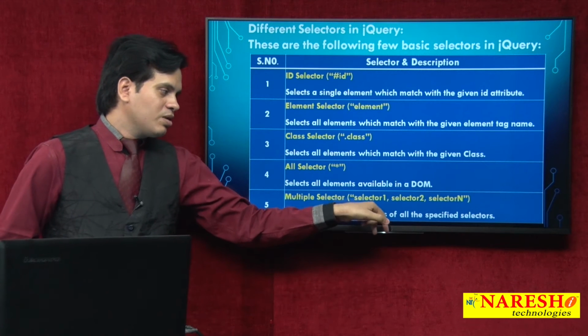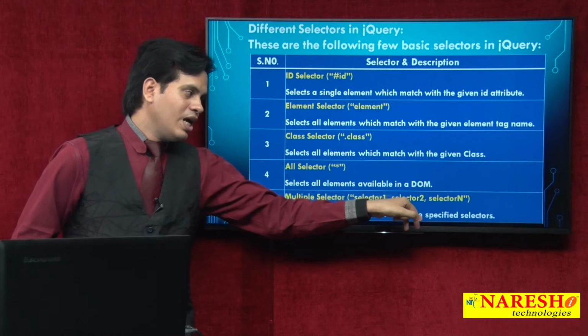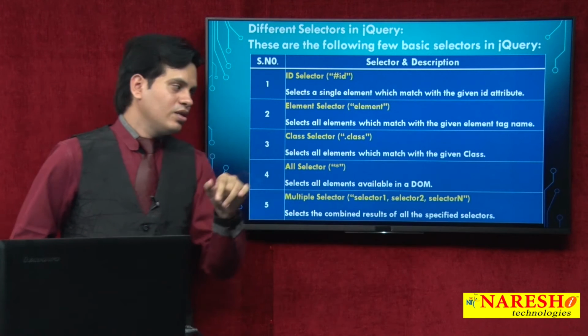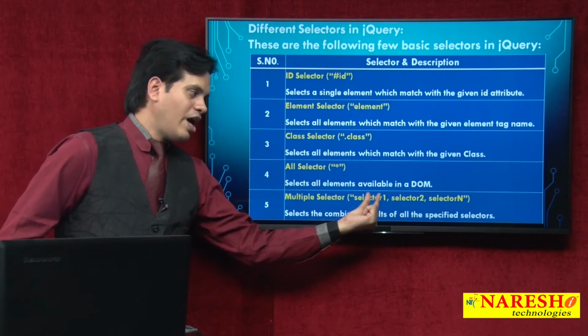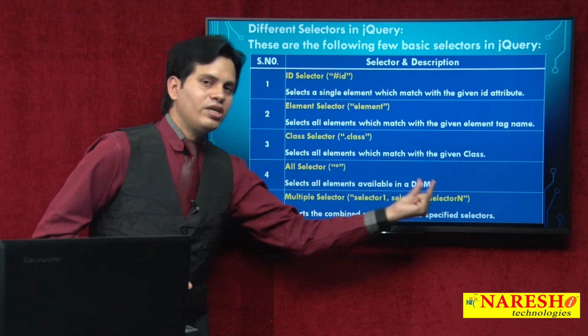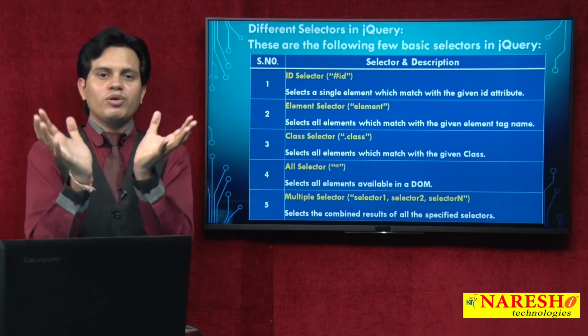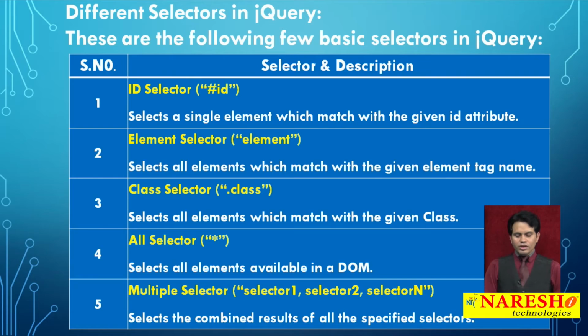This selector can be an ID attribute, this selector can be an element, this selector can be a class. It means at a time it is going to select the elements with this selector as well as this selector as well as this selector, and is going to return one single jQuery object. So it selects the combined results of all the specified selectors. So this is one of the very important selectors.